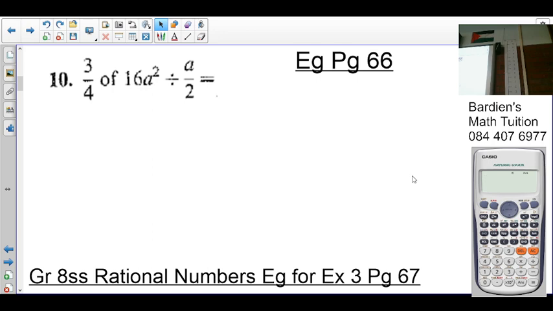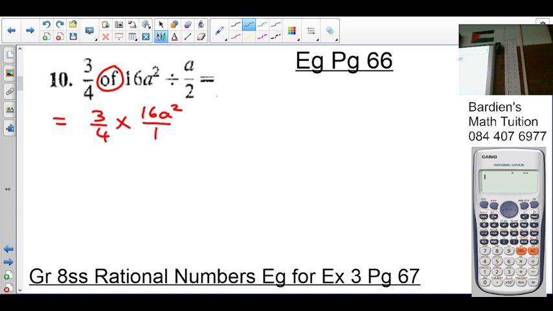Alright, so what must be done first? Of must be changed to multiplication. So it's 3 over 4 times 16a squared over 1. Change that division to multiplication, 2 over a. But this must be done first? Not so. If it's all multiplication, it makes no difference. Can you see that? If you had done it first and then divided to a over 2 afterwards, you'd get the same answer in this case.